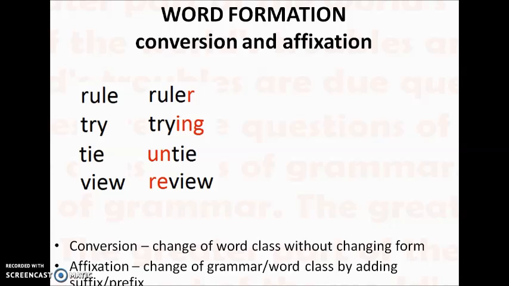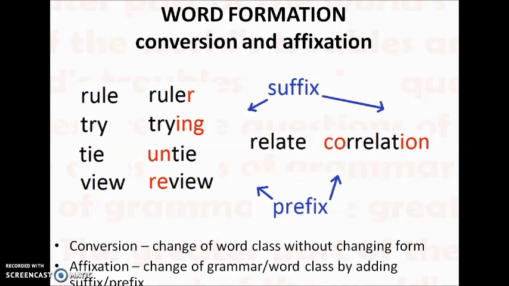Often we can add both a prefix and a suffix to a word. For example, if we take the word relate, which means to connect, and add the beginning co- and the ending -ion, we get the new word correlation, which means mutual relation. The beginnings are called prefixes and the endings are called suffixes.